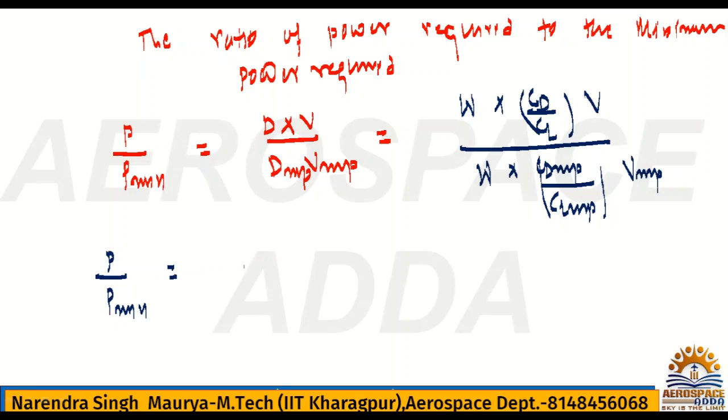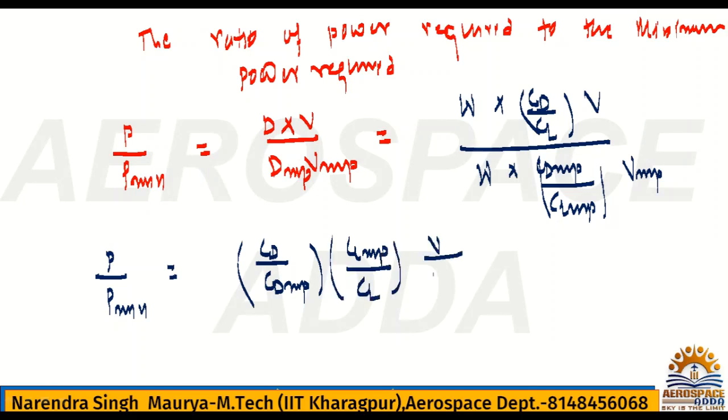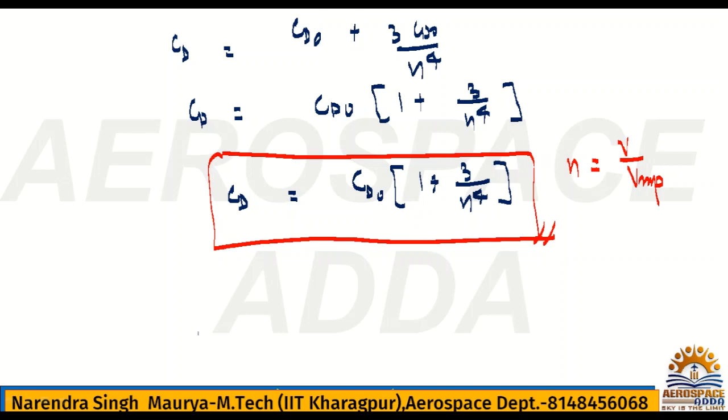Take separately. W cancels out, weight cancels out. So what you will get? You will get CD upon CD_MP, then CL_MP by CL, and V_MP. Check what is the CD upon CD_MP here.